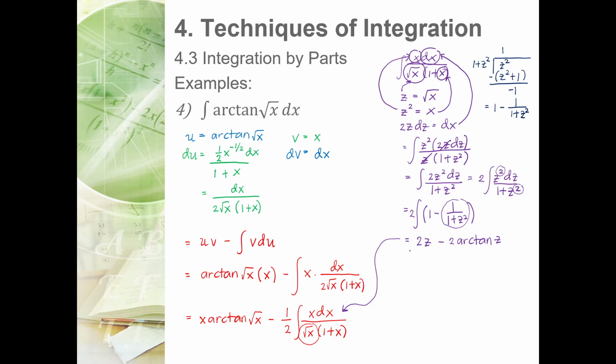So we still need to bring back the value of z. I forgot to bring back the value of z. So this becomes 2 square root of x minus 2 arctangent square root of x. So instead of the previous line, this one goes here.